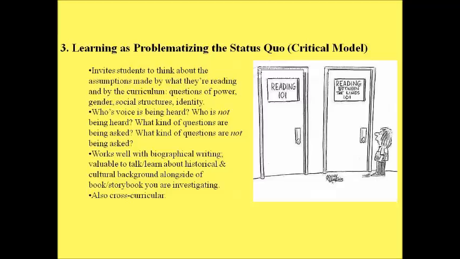There's learning as problematizing the status quo. This is what we call the critical model of literacy development. So here, students are invited to think about assumptions made by what they're reading and by the curriculum. This involves considering questions of power, gender, social structures, and identity, right? So you read a story, for instance, to your students, and the story's told from one person's perspective. Well, what about the other people in the story? How come we don't get to hear it from their perspective?